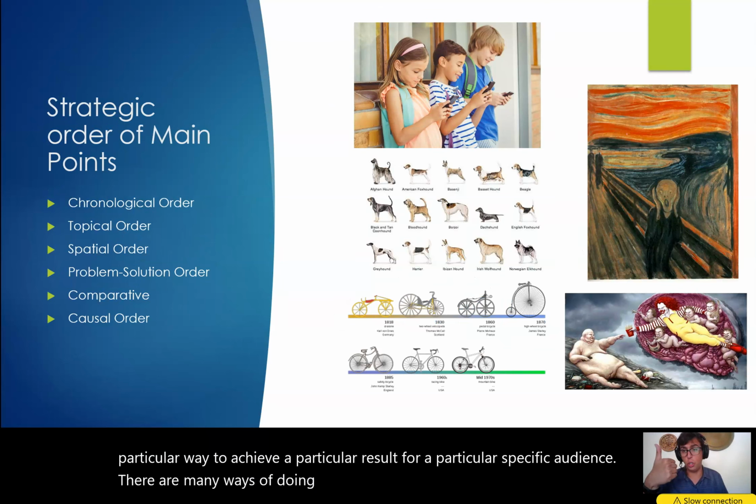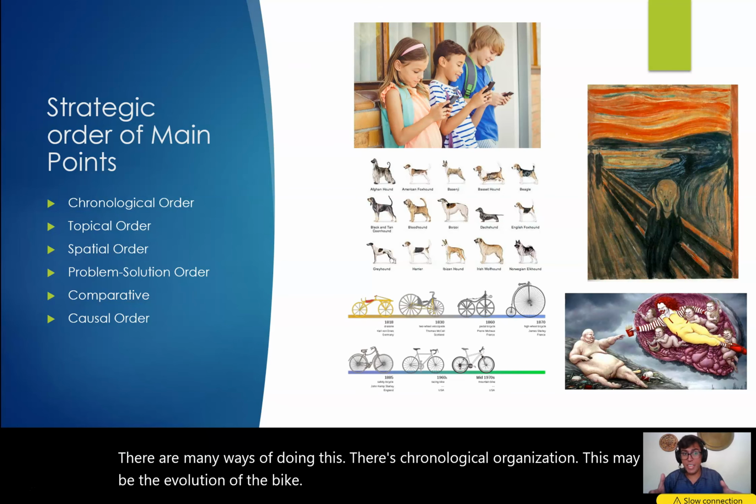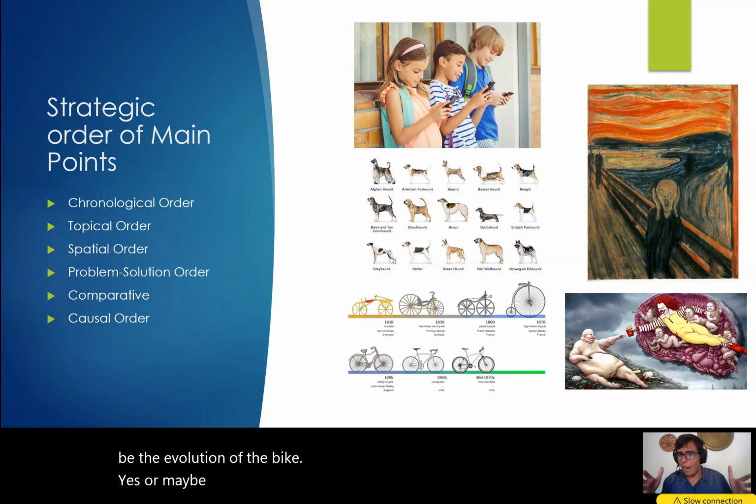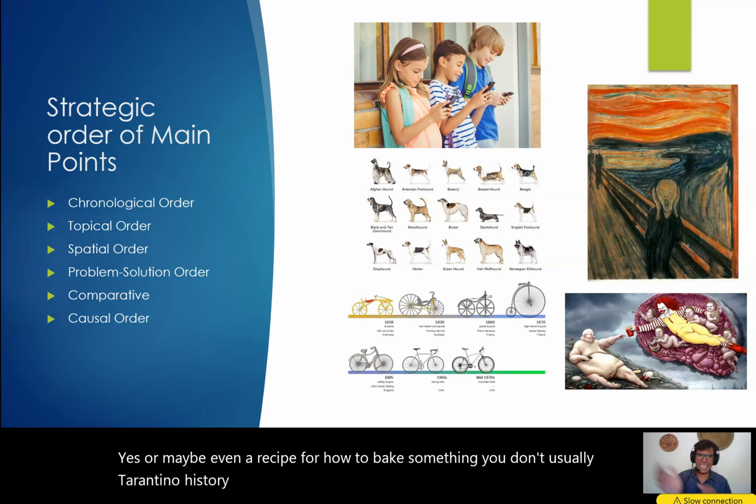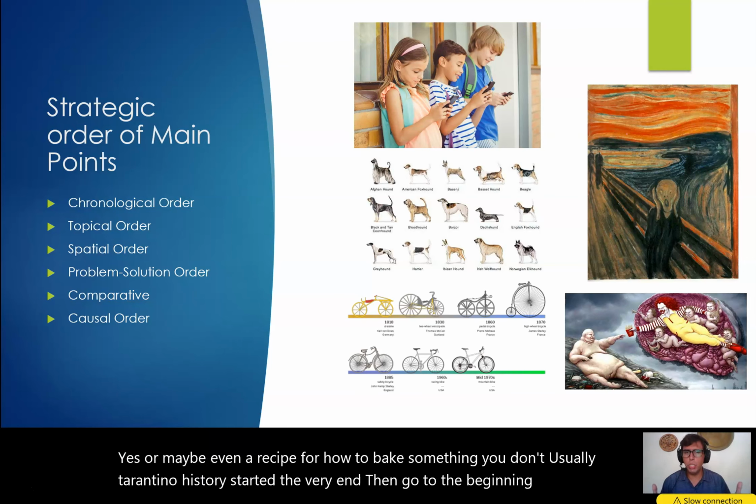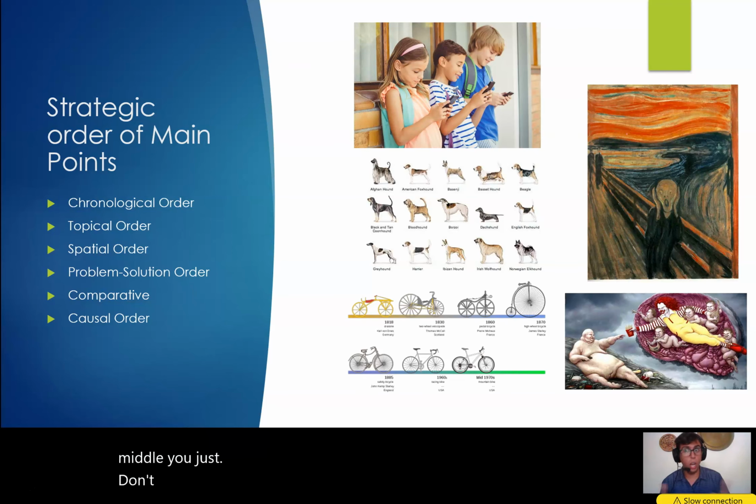There's chronological organization. This may be the evolution of the bike, or maybe even a recipe for how to bake something. You don't usually Tarantino history: start at the very end, then go to the beginning, then go to the middle. You just don't do that because it's hard to remember. So instead, we engage in chronological organization for these sorts of speeches.